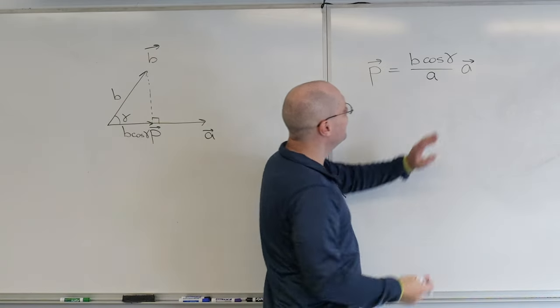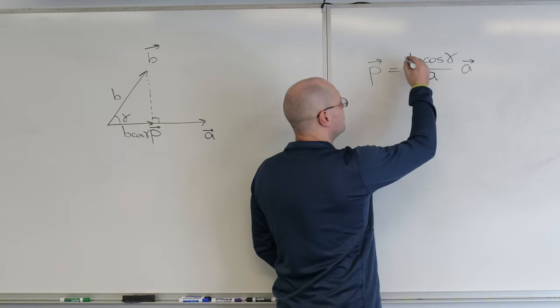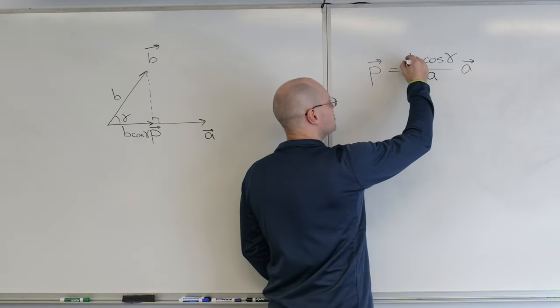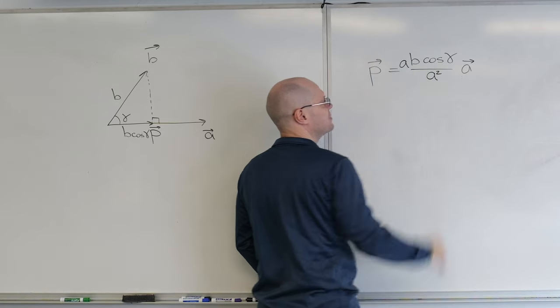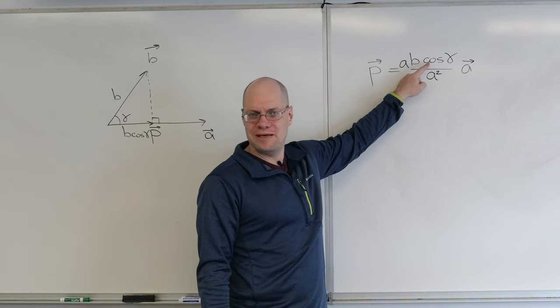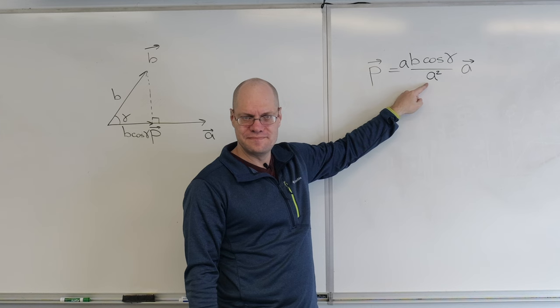Okay, so how do we convert this to the dot product? Well, we need AB cosine gamma. That's the definition of the dot product. So I'm just going to put an A here and make up for it here. And this is nice because on top we have A dotted with B, and on the bottom, we have A dotted with A.